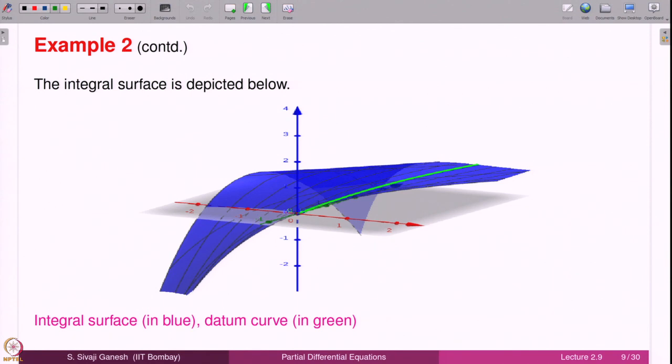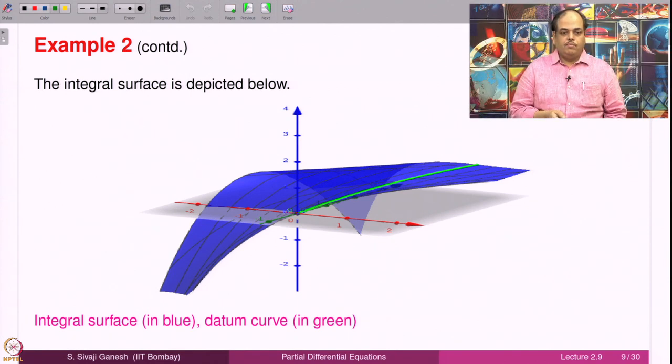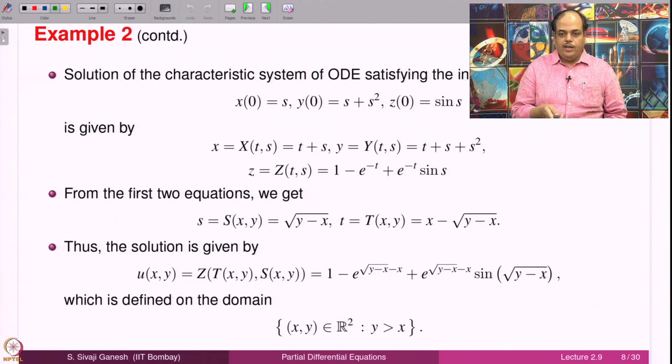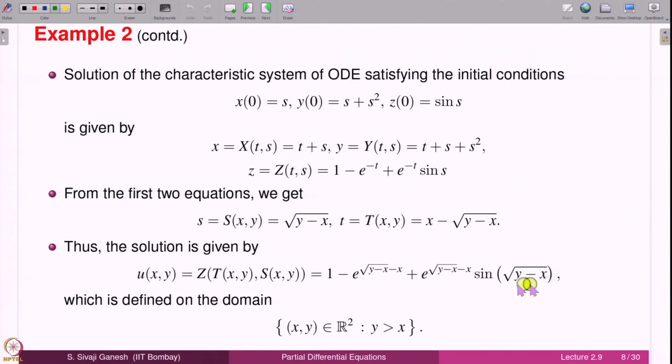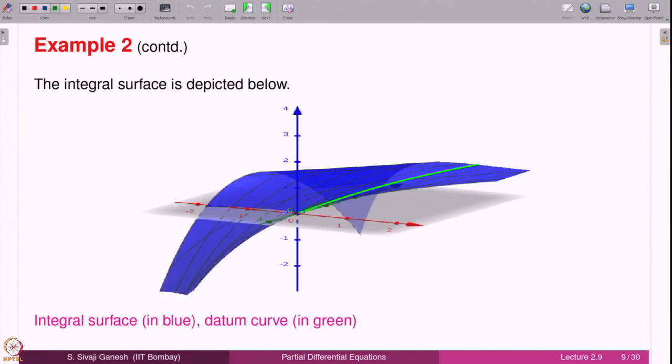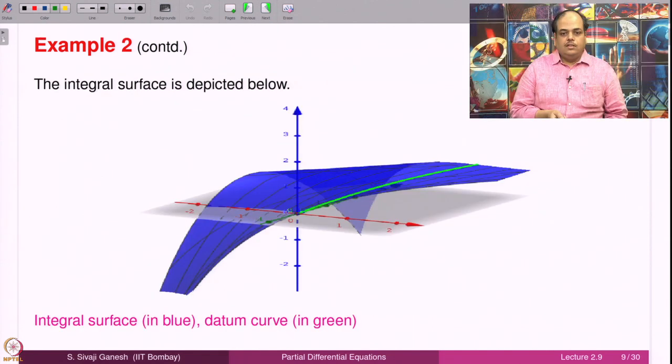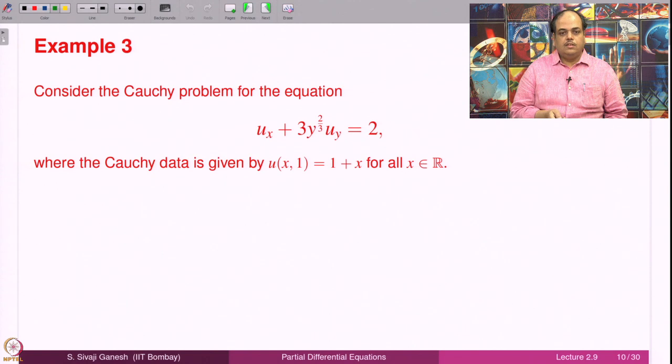So this is the integral surface, it is in blue, datum curve is in green. So along this line y equal to x, the formula has a problem, right? So you will see the corresponding trouble here when y equal to x, on the line y equal to x. Okay, let us look at another example.